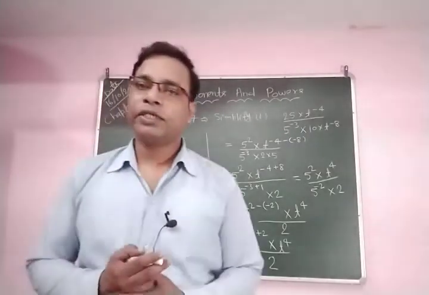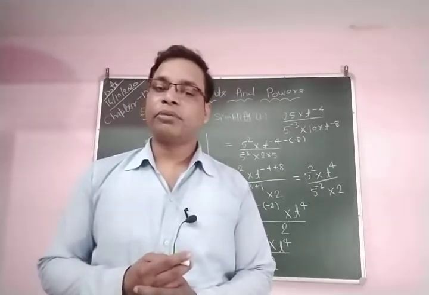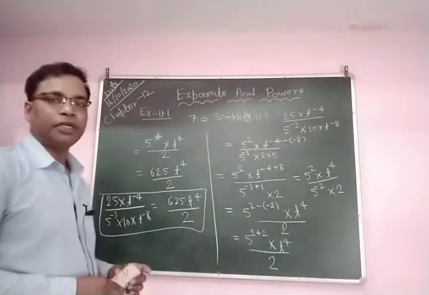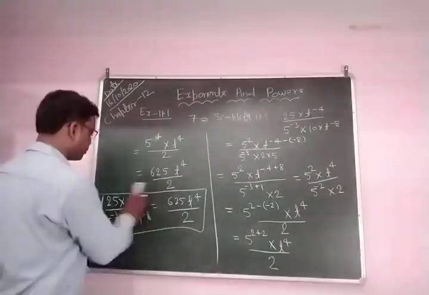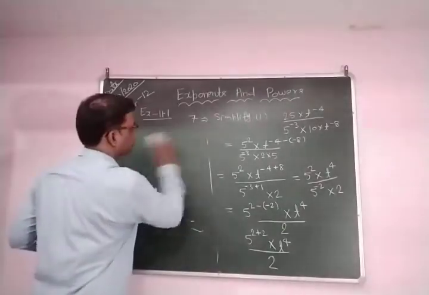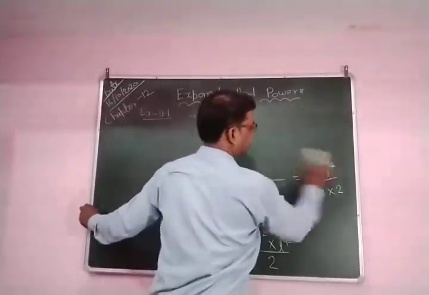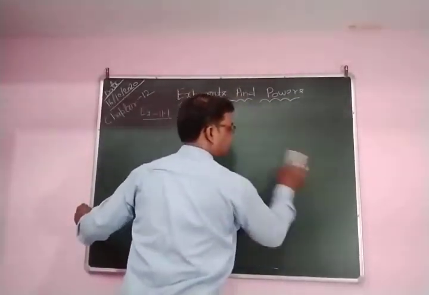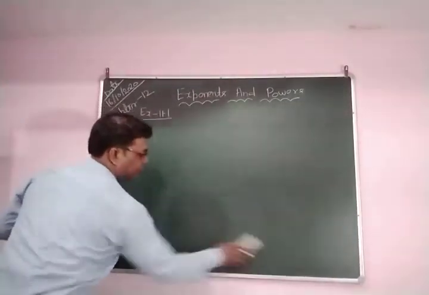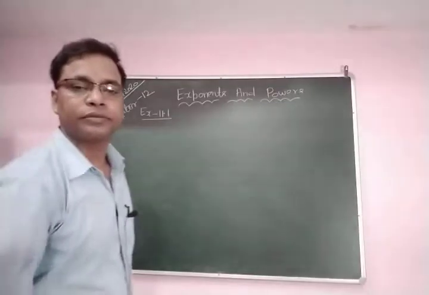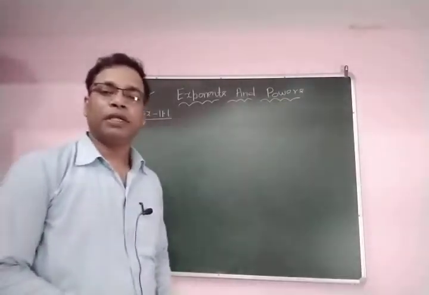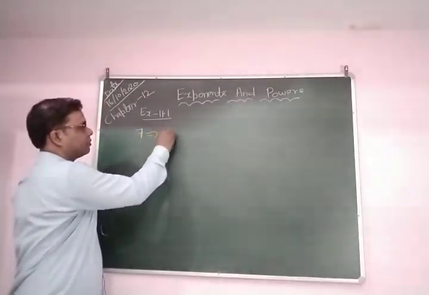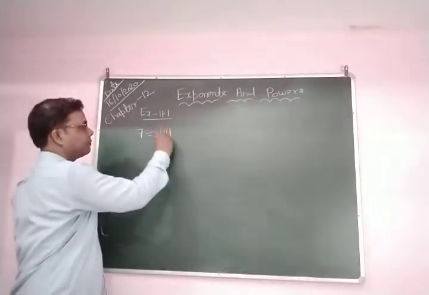Now we are going to discuss the next part, second part of question number 7. What is the second part? Let's see. First we read this. After this we discuss the second part of question number 7. Second part of question number 7 is that 3 power minus 5 into 10 power minus 5 into 125. This is given.